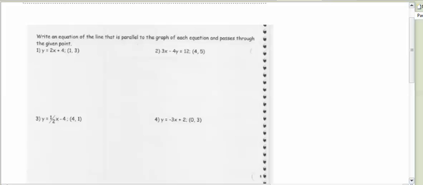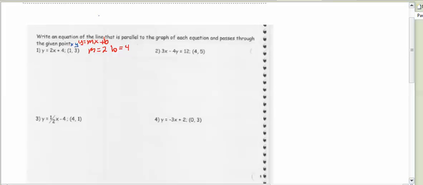First of all, you need to ask, is it in slope-intercept form? Do we know what our slope is? Is it in y equals mx plus b form? It is. We know that our slope is 2 and our y-intercept is 4. They also gave us an ordered pair. This is my x value, and this is my y value.